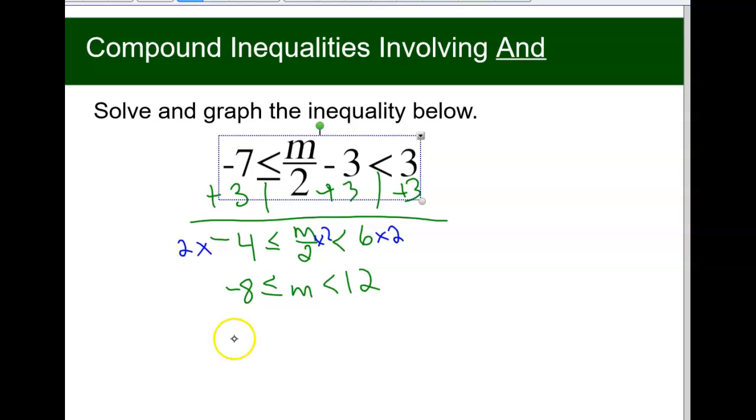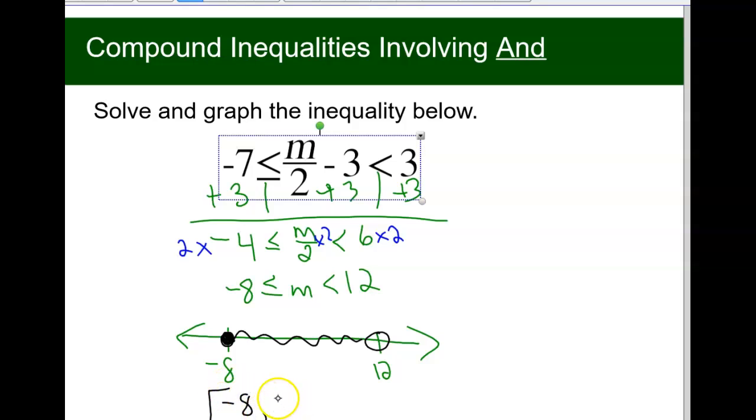So for this inequality to be true, m can be from negative 8 all the way to 12. And according to the signs, we can include negative 8, but not 12. And it's everything in between there. And what would the interval be? Well, since it can be negative 8, I'll put a bracket there, and then comma, and it's going to go all the way and ending at 12, but it can't be 12, so I put parentheses there.